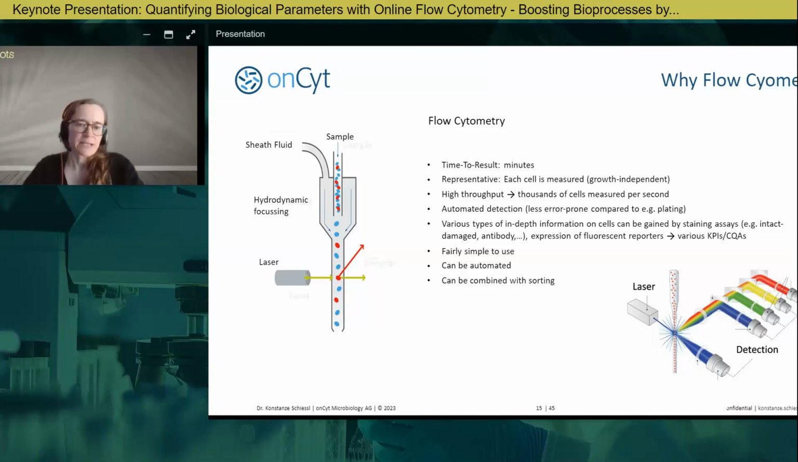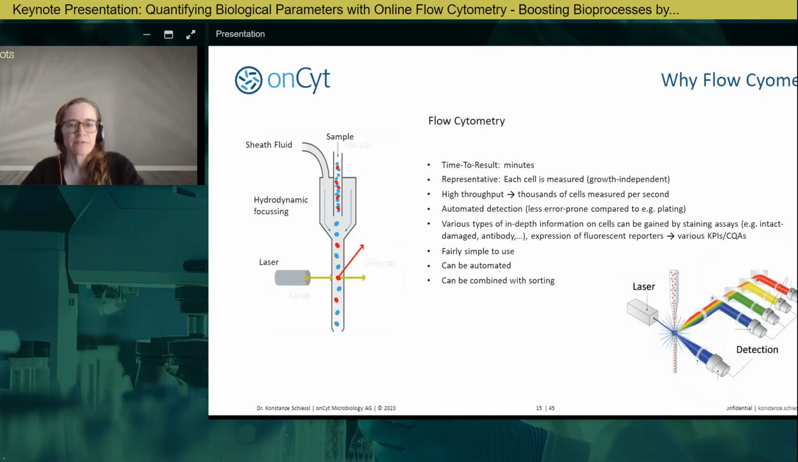And then these cells pass by a laser, and the laser can interact with the cells. And for example, often fluorescent staining is used to stain specific molecules of the cell. And then these signals can be collected with different detectors, and many properties of each single cell can be quantified. The benefits of flow cytometry are that it's really fast. So yeah, time to result is typically minutes. If you need to stain and incubate, it takes a little bit longer, but we're on the minute scale here.